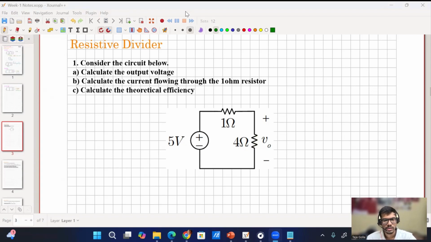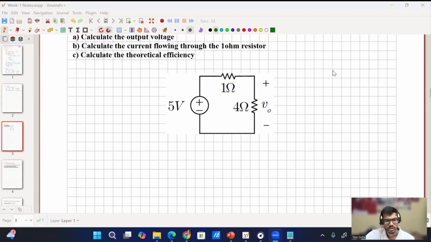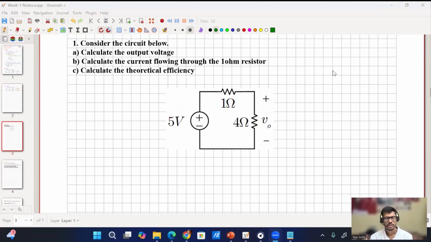The current is 1 amp. Output voltage is 4 volt. Yes. Very good. And efficiency will be 4 by 5, so around 80%. Okay. Good. Let us check. What about others? Are you trying to solve? If you have solved, you can let me know the answer, or you can mention it in the chat box also.